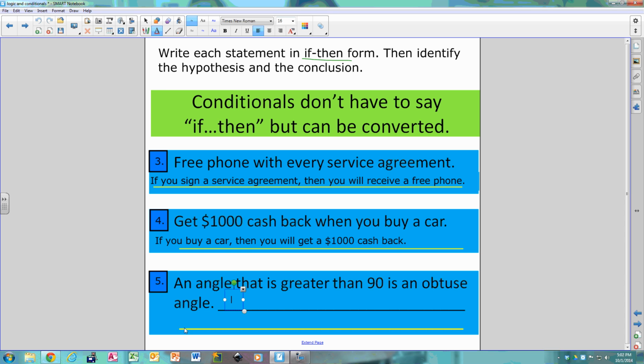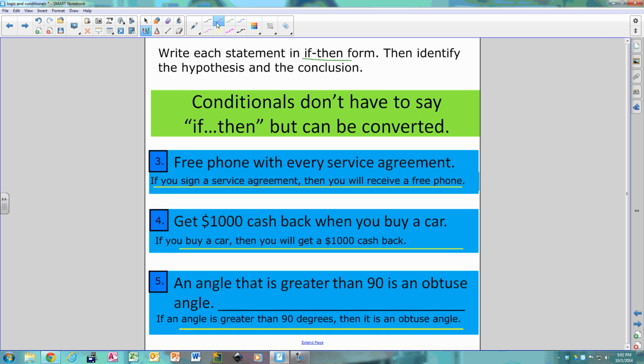All right, now let's look at the last one. An angle that is greater than 90 is an obtuse angle. How could we word that one? We could say, if an angle is greater than 90 degrees, then it is an obtuse angle. Now we have written each of these statements in if-then form. They were conditionals, even though they didn't look like it, so now we can identify the hypothesis and the conclusion.